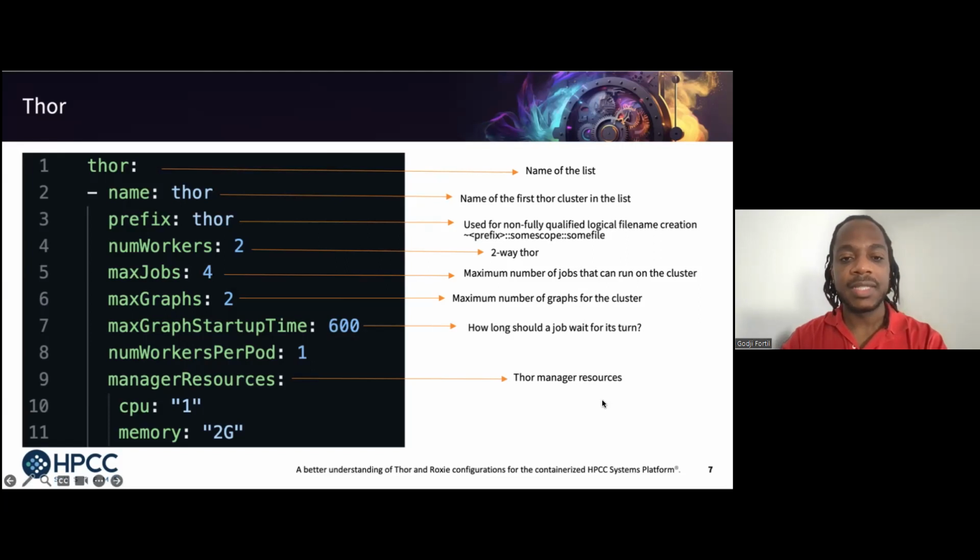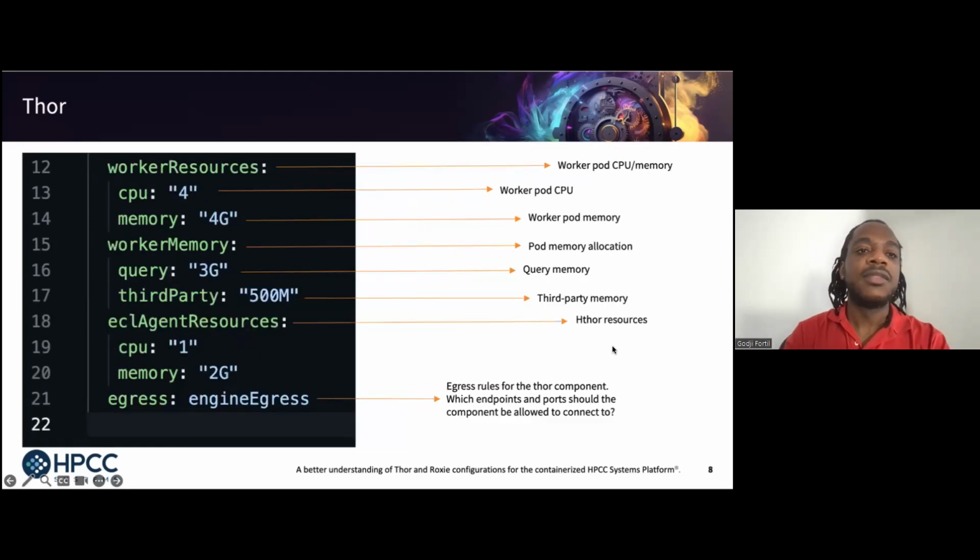Num workers per pod. This is self-explanatory. It's basically the number of workers per pod, followed by the manager resources, which is the Thor manager. We have the number of CPU and memory. Next, we have worker resources, which are the worker pod resources, such as CPU and memory. And currently, our memory is 4 gigabytes.